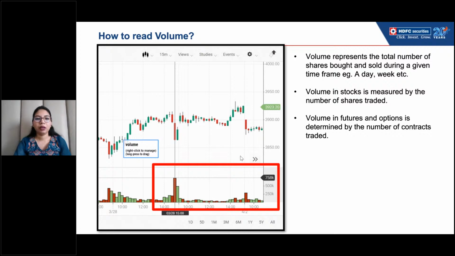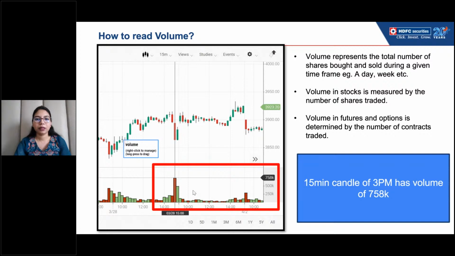So now, if you can see this box, this 15-minute candle of 3 PM, if you look at its number, it is 758K. It means the volume in this particular candle, or in this particular 15-minute time frame, was 758K. Okay, this is how you read the volume.